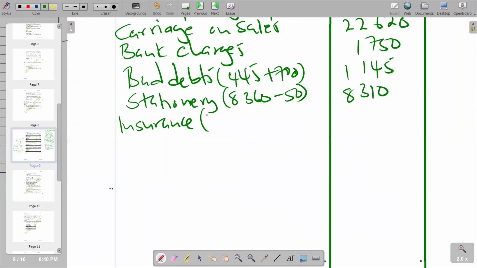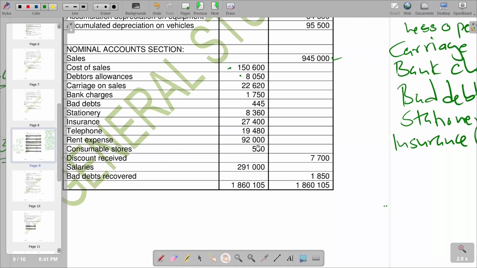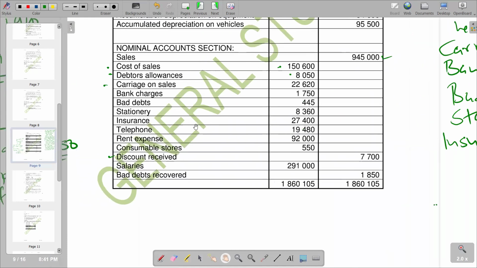We are saying insurance, and we are saying 27,400. And we are subtracting 400, and then we get to 27,000. Then I'll try to see again after insurance what do we have. We've got telephone, which is 19,480.